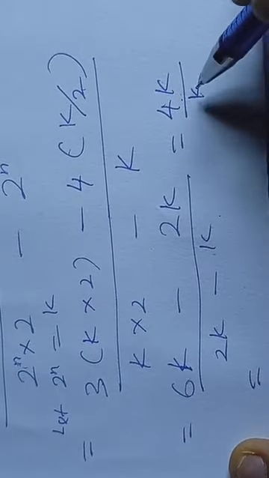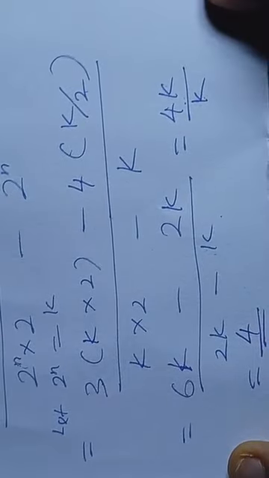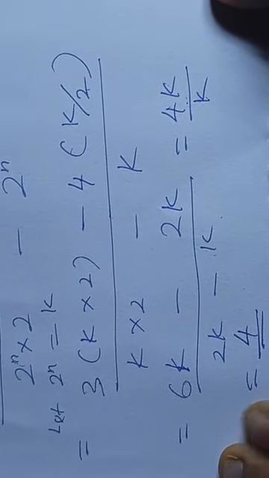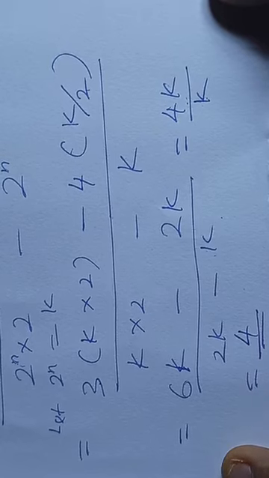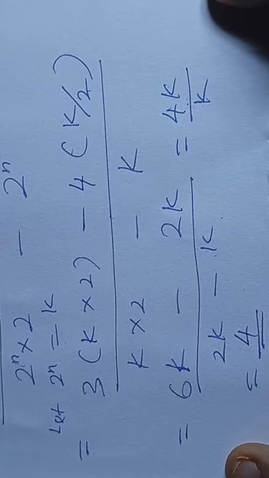k can cancel k, and we're left with 4. So the answer is 4. Finally, the answer is 4. So simplifying that question on indices will make us have 4 as the final answer.